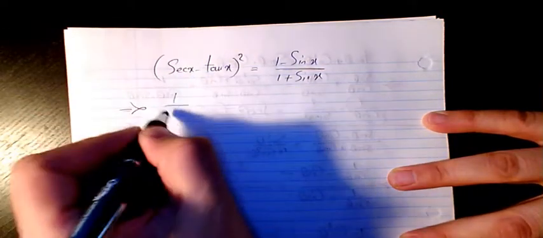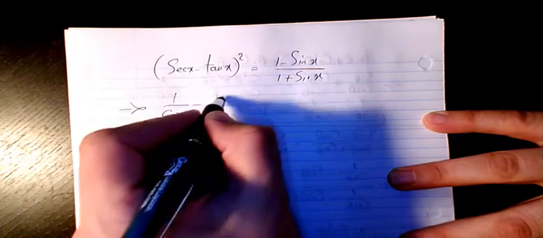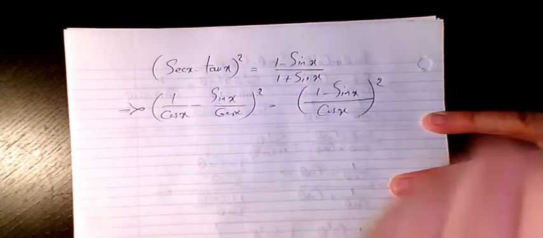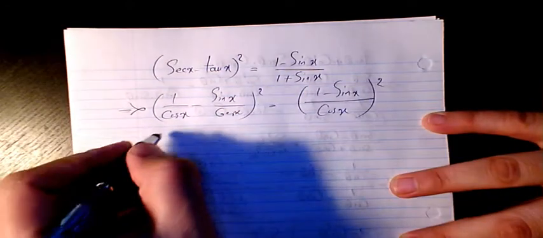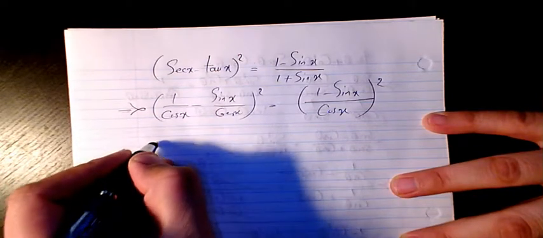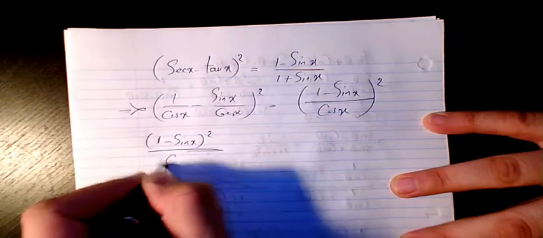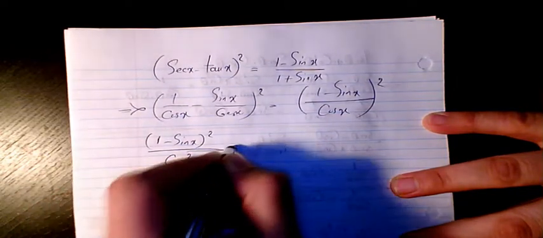Secant is the inverse of cosine, and tan is sine x divided by cosine x. Then I combine these two because we have the common denominator. So I write the same thing here, and then I will have 1 minus sine x divided by cosine x.